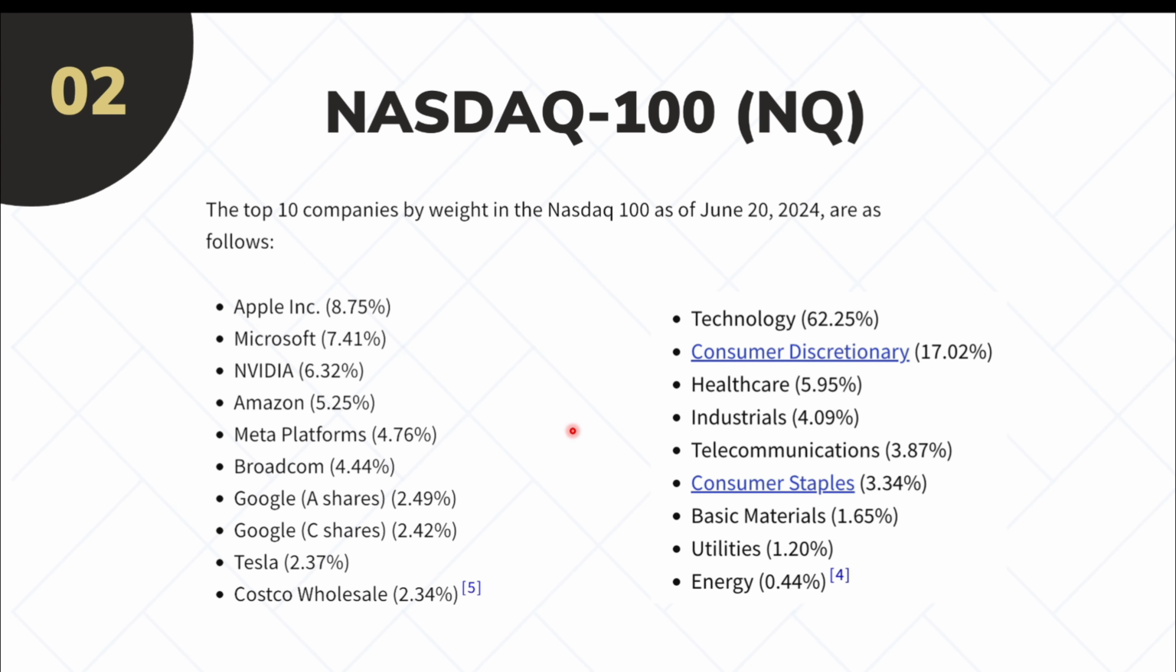Let's talk about the Nasdaq. The Nasdaq is the top 100 companies in the US, and mostly they are tech companies. And the top 10 companies you already see is Apple, Microsoft, Nvidia, Amazon. I think you recognize them. And here you see the sectors, and you see 62% of the whole Nasdaq is technology, then consumer, then healthcare. But you can just remember that the Nasdaq is just the tech companies.